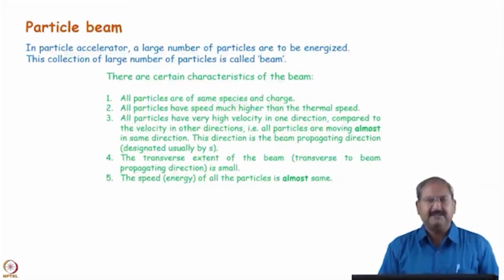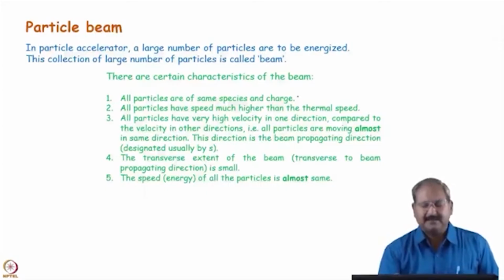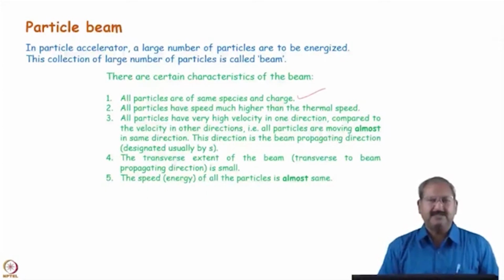So there are certain properties, and first of all these particles must be of the same species and same charge. Means if we are talking about the electron beam, all the particles in the beam are electrons, or all the particles are protons if we talk about the proton beam. Means there is no intermixing of the particles in an accelerator beam. Like we have in plasma, there are certain ions, then certain electrons. That is also a collection of charged particles, but that is not a beam.